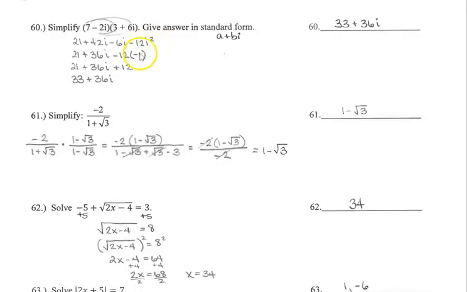Remember that i squared is negative 1, so I'm going to replace this i squared with negative 1. And so negative 12 times negative 1 is going to give us positive 12. The 42i minus 6i gives us the 36i. And then 21 and 12 is going to be 33. Now, when they say give your answer in standard form, they mean a plus bi form. So that's why we're writing this 33 plus 36i. I wouldn't write 36i plus 33.